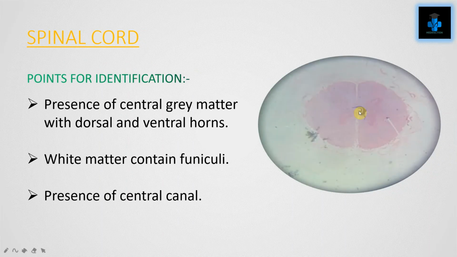Spinal cord. To identify spinal cord, presence of central gray matter with dorsal and ventral horns should be observed. Right here. Also, the white matter contains funiculi, and there is also presence of central canal.